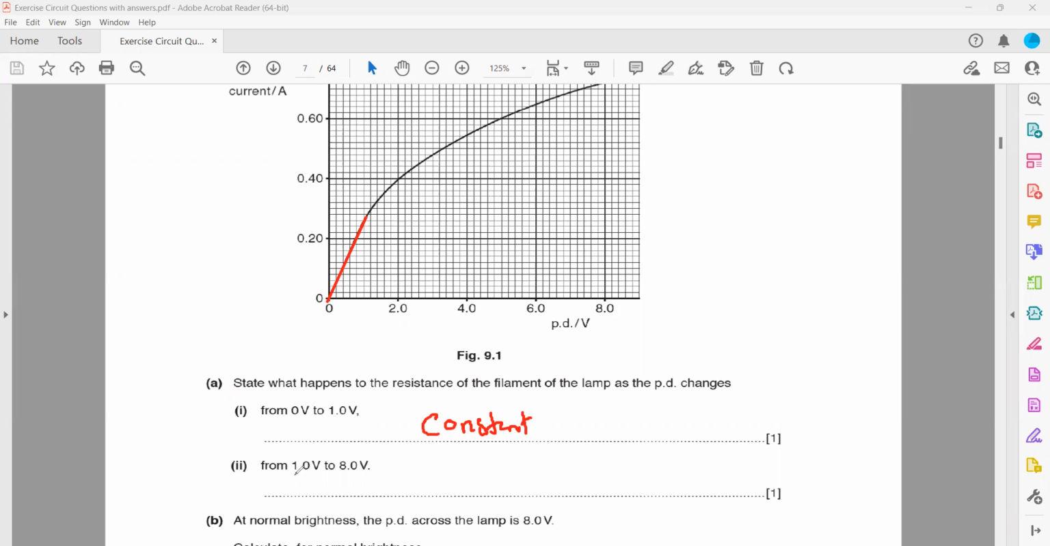But then what happened from 1 volt to 8 volts? This part, the slope is decreasing. It means the resistance is... No, there is a slope, but the slope does not change. Here we don't say there is no slope. Here we say the slope is constant. So if the slope is constant, it means the resistance is also constant. But for this part, what happened? The slope is decreasing. So if the slope decreases, what happens to resistance? It will increase. So in this part, the resistance will increase.